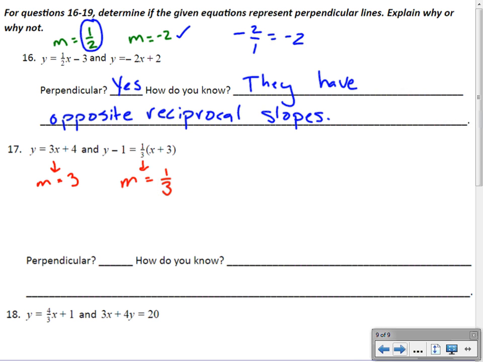So let's check. If I have 3, that's really 3/1. So if we're finding the opposite reciprocal of 3, we would change the sign, make it negative, and then flip the fraction to get -1/3. Now, the problem is the second slope that we have is a positive 1/3. Okay? Positive 1/3 is not a negative 1/3, so these aren't opposite reciprocals, meaning these two equations are not perpendicular lines.